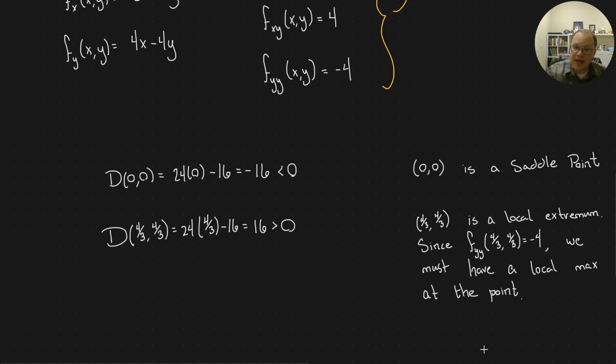Okay, so we have identified both our critical points, and now we have categorized both of them. We know that 0, 0 is a saddle point. It's neither a local maximum nor a local minimum, but 4/3, 4/3 is a local extremum. It is the only local extremum on this function, and it's a local max. So let's graph this. Let's confirm what we have here.